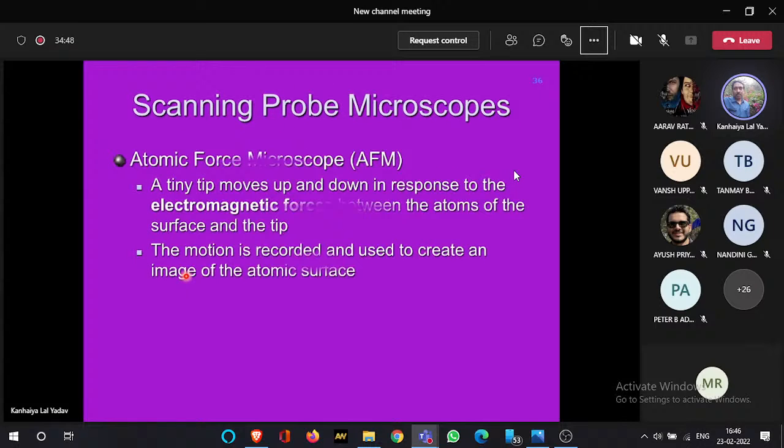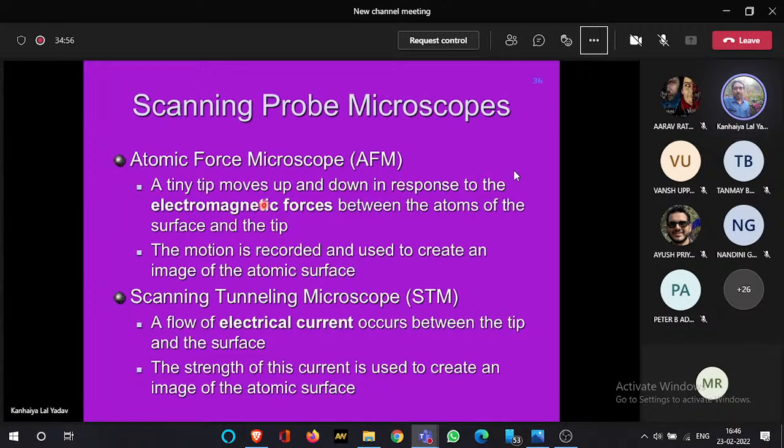So scanning probe microscopes, and there we have the atomic force microscope. All these things you will study in detail later, when you come to third year, or if you take a nanotechnology topic. So we have the atomic force microscope and the scanning tunneling microscope. The atomic force microscope is touch and tell, and the scanning tunneling microscope scans the surface.